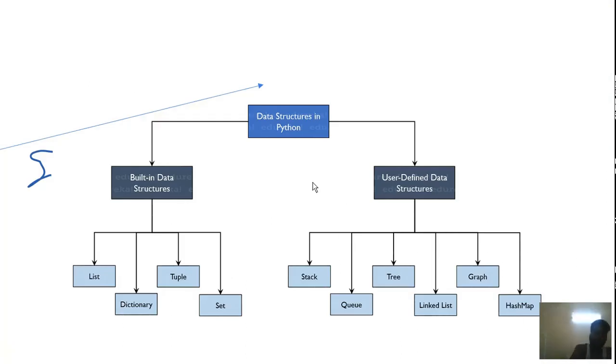So in Python, there are two types. We have discussed the two types of data structure: inbuilt data structure and user-defined data structure. In inbuilt data structure, we can see the list, dictionary, tuple, and sets. But in user-defined data structure, there are stack, queue, tree, linked list, graph, and hash map.